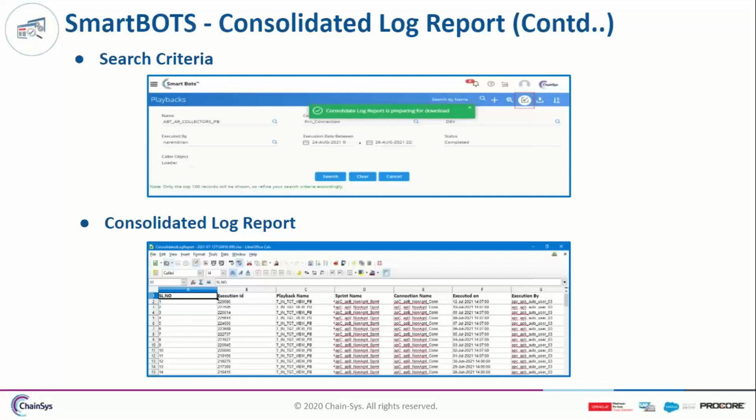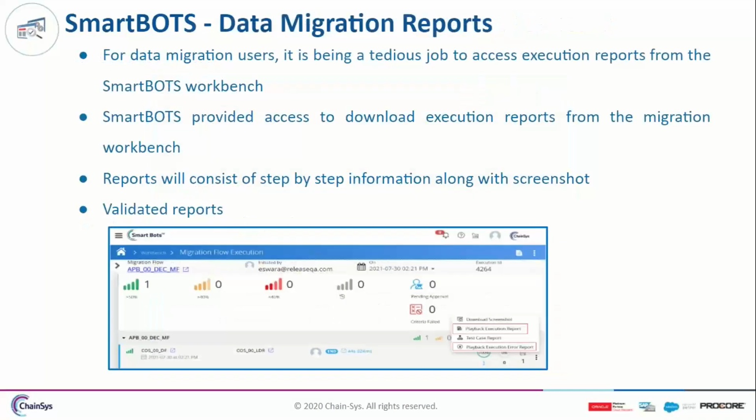And we have the structure of the consolidated log report also, where we have the execution ID and playback name, in which sprint it got executed, what the connection is, who executed it, and when it got executed. It has a few more columns like in which element it errored out and what the error message is. So it will have all those details where you can directly go through and see what the problem is on the execution. Yes, we'll go for the next feature.